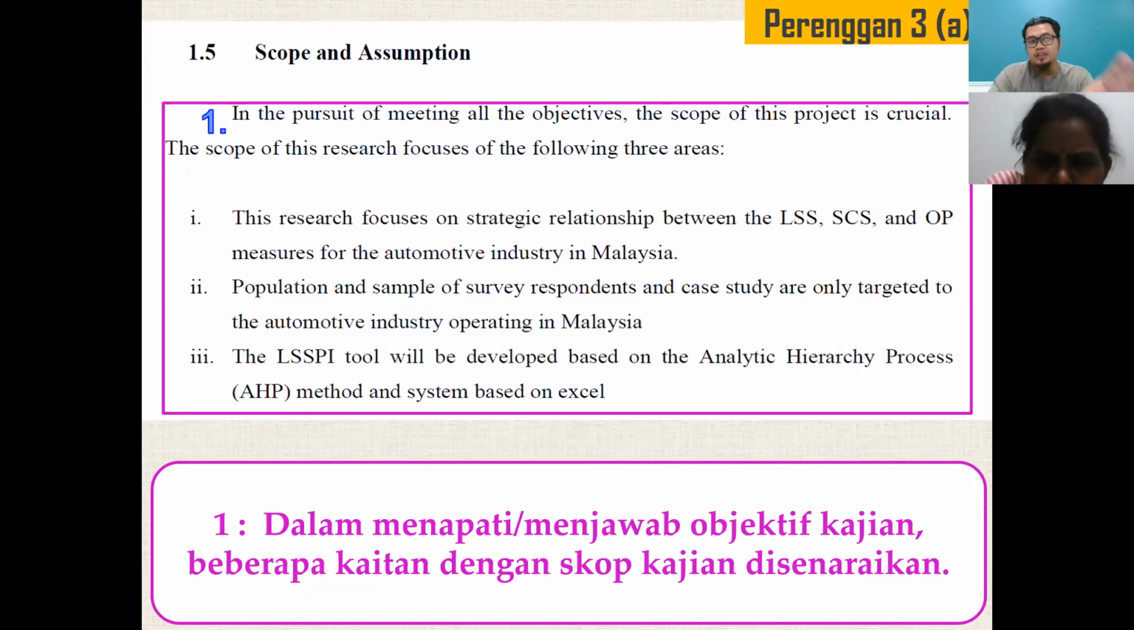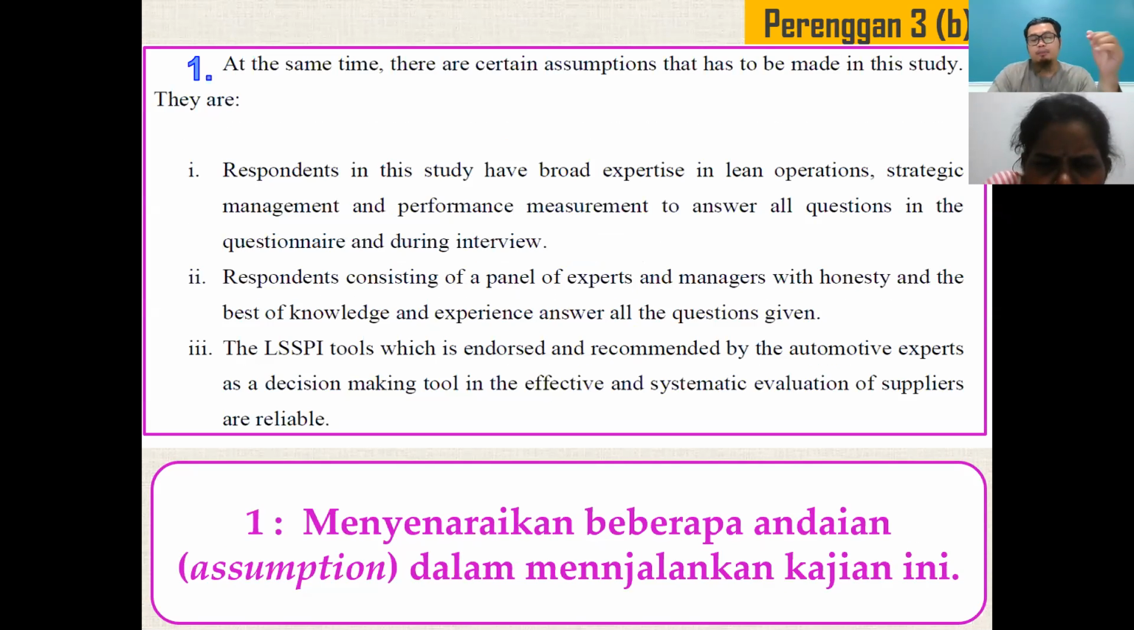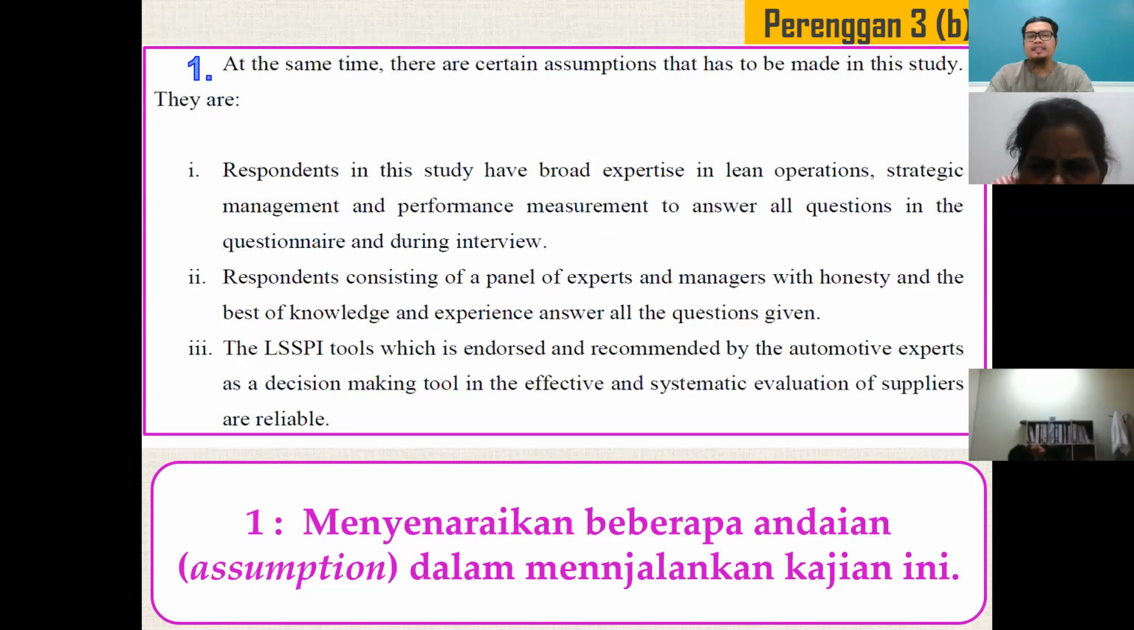So why do I highlight these three scopes? Because the respondents in this study have broad expertise in lean operations and strategic management, and answer all the questions in the questionnaire and during interviews. Number 2, the respondents, consisting of a panel of experts and managers, answer all the questions given honestly and to the best of their knowledge and experience. The tools which are endorsed and recommended by automotive experts as decision-making tools in effective and systematic evaluation of suppliers are reliable. Okay, in this case, I tried to show three examples of theses.